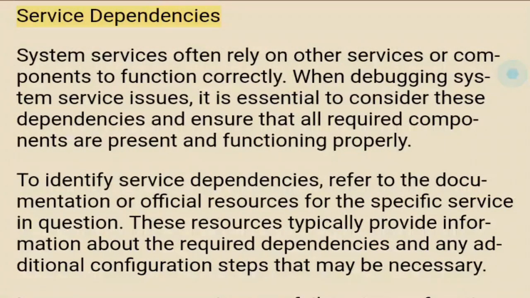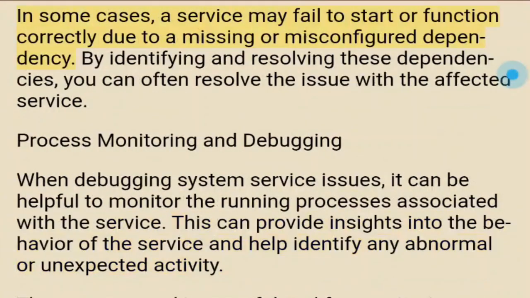Service dependencies. System services often rely on other services or components to function correctly. When debugging system service issues, it is essential to consider these dependencies and ensure that all required components are present and functioning properly. To identify service dependencies, refer to the documentation or official resources for the specific service in question. These resources typically provide information about the required dependencies and any additional configuration steps that may be necessary. In some cases, a service may fail to start or function correctly due to a missing or misconfigured dependency. By identifying and resolving these dependencies, you can often resolve the issue with the affected service.